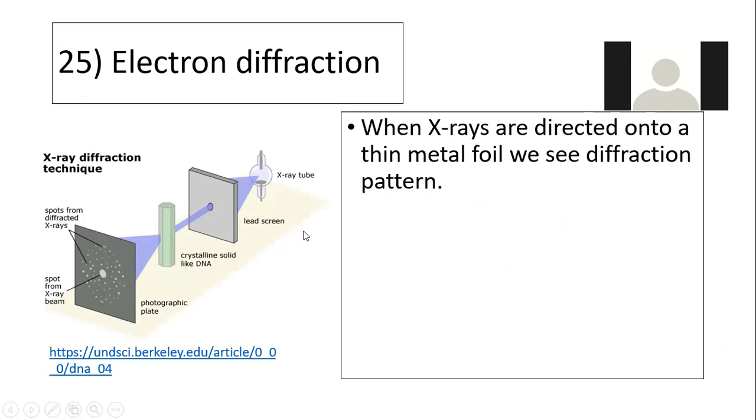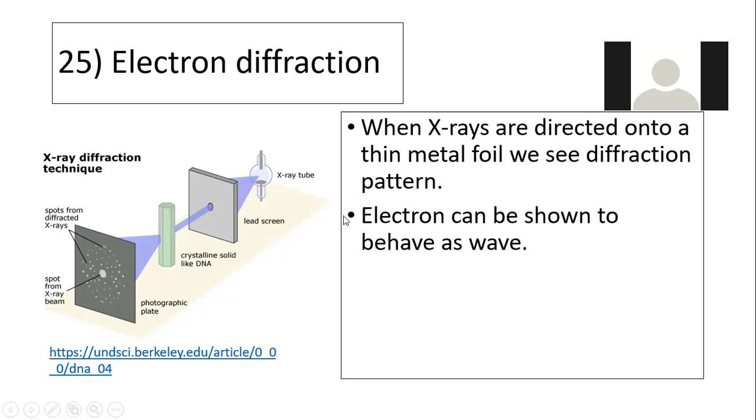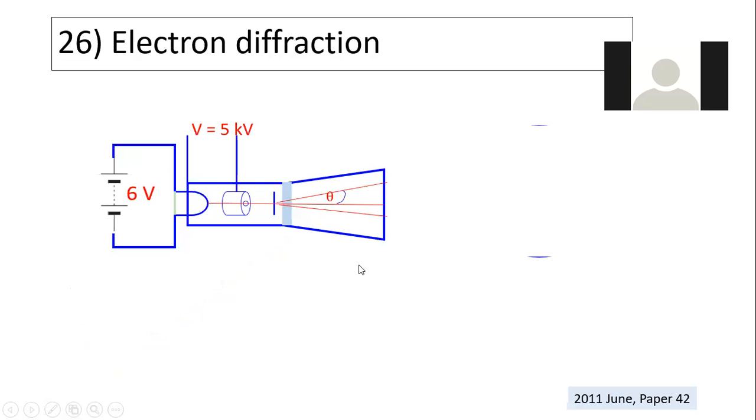Okay, electron diffraction. This is X-ray from the X-ray tube. You want to reduce the wavelength, a certain wavelength you want to pass through. When X-rays are directed onto a thin metal foil, we see a diffraction pattern. In this case, you can use a crystalline solid, DNA. Electrons can be shown to behave as waves. That's an experiment we can do in the laboratory.